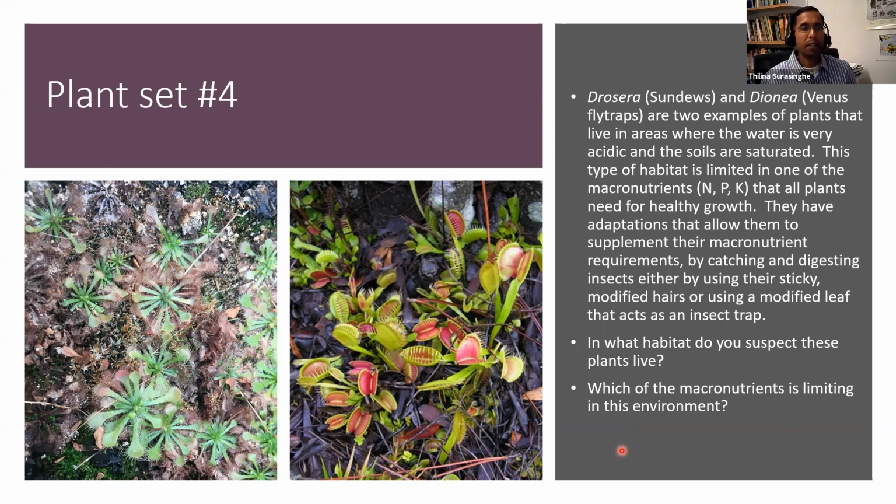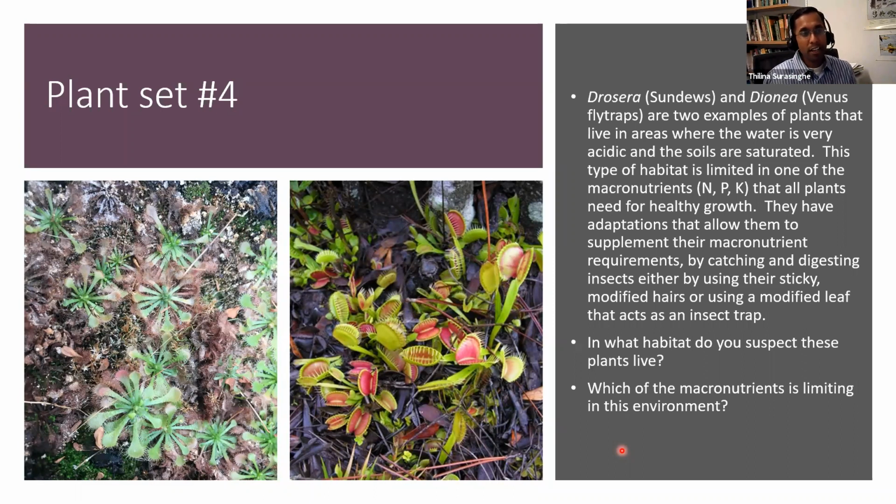This type of habitat is limited in one of the macronutrients. Most of the time, these highly acidic habitats, because of the acidity, don't have lots of critical nutrients like nitrogen, phosphorus, potassium. They're all the plants need for healthy growth. So because of that, environments with acidic, waterlogged, nutrient poor soil are less suitable for growth of certain plants. Yet, those plants you see grow in habitats like this, right?